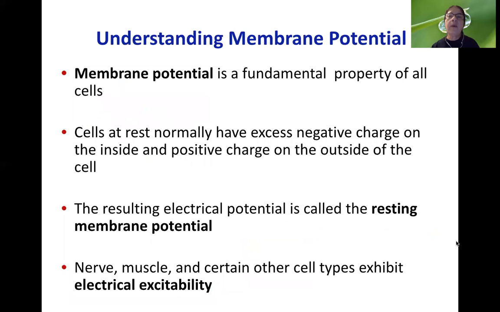Well, this is made possible by something called the membrane potential. The membrane potential is really a fundamental property of all cells. And cells normally have an excess of negative charge on the inside of the cell and an excess of positive charge on the outside of the cell. So there's an uneven distribution of charges. Inside is more negative, outside is more positive. The resulting electrical potential is called the resting membrane potential. Now, nerve and muscle cells and certain other cell types can exhibit electrical excitability.